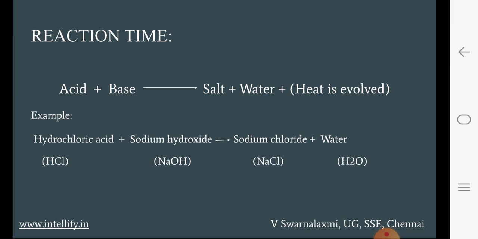If you see the example down below, you will observe that hydrochloric acid is reacting with sodium hydroxide in order to produce sodium chloride and water. Sodium chloride is nothing but table salt. Table salt means नमक जो हम घर पे खाते हैं, जो मम्मी कुकिंग में यूज़ करती है, ये सारा का सारा यही सोडियम क्लोराइड है. Water everybody knows.